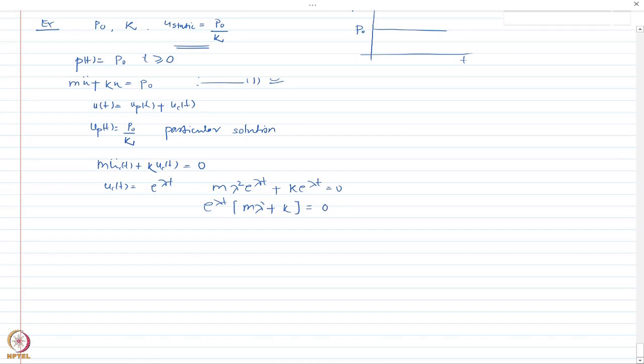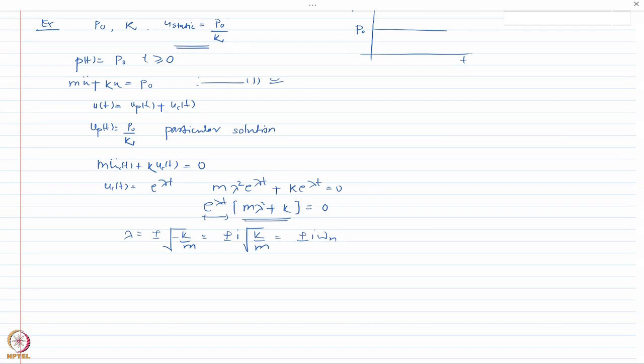Now I know that this term, e to the power lambda t, cannot be equal to zero. It does not give me any feasible solution. So what I'm left with is this expression here. If I equate that to zero, I get lambda as plus minus under root minus k by m, which can be further written as plus minus i, to represent the under root minus one, times under root k by m. Again, I will write this as plus minus i omega n. Omega n is basically the natural frequency of the system that you are considering.